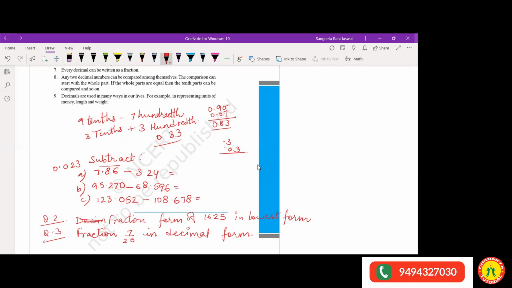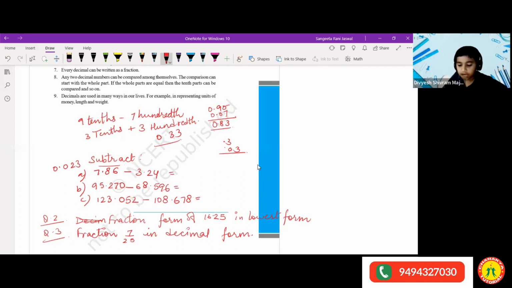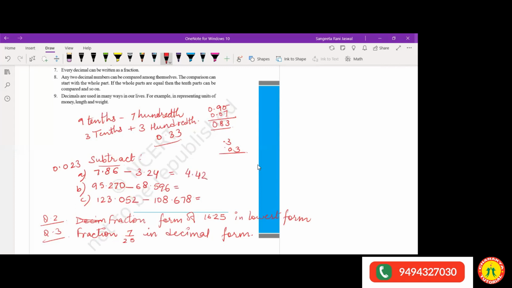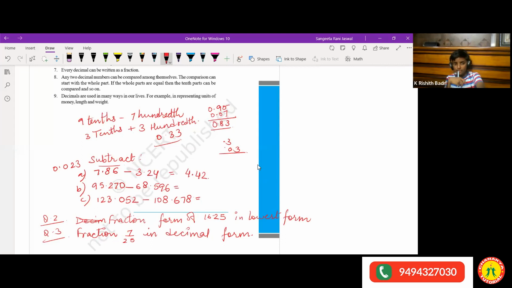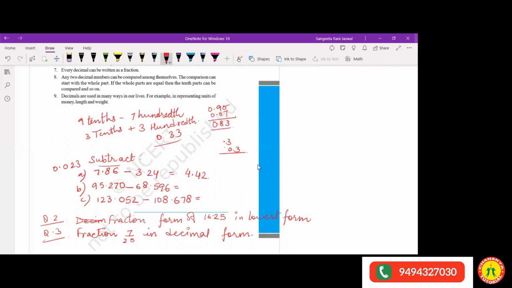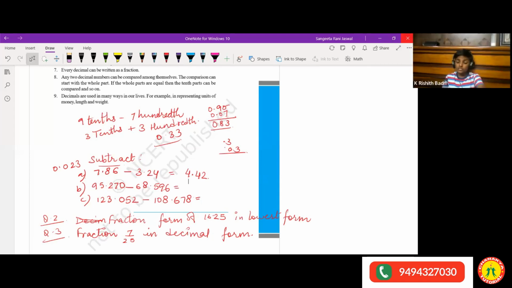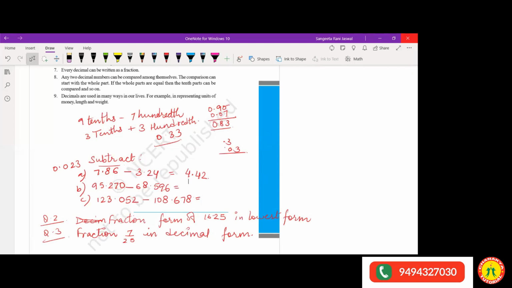Okay, Divesh, tell me the first one, A part. First one answer is 4.42. Others, tell me your answer. Have all got the same or any different answer? Ma'am, I got 4.62. Ma'am, I got 4.62. Yes, ma'am, 4.62. Okay, 4.62.